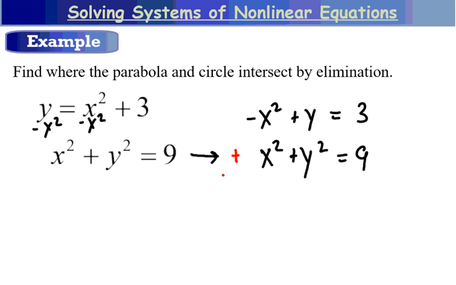Then I'm going to add the two equations. Negative x squared plus x squared makes 0. Y plus y squared, these are not like terms. This is a single y, this is a y squared. So you can write y plus y squared, but I'm going to write the y squared first. Y squared plus y equals 3 plus 9, which makes 12.